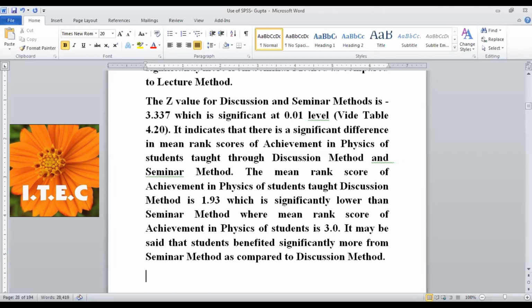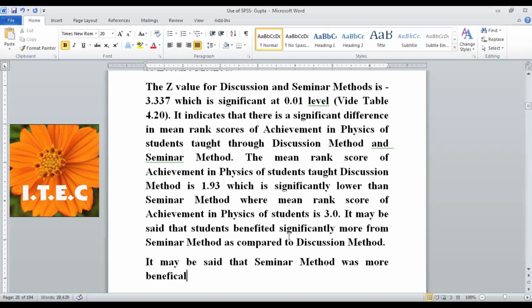So it may be said that the seminar method was more beneficial for teaching to students.